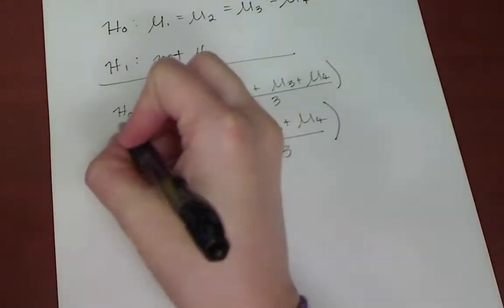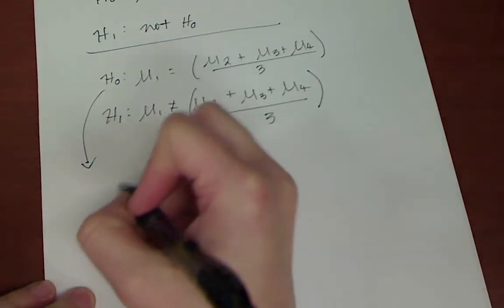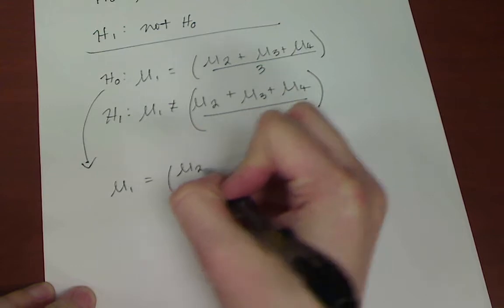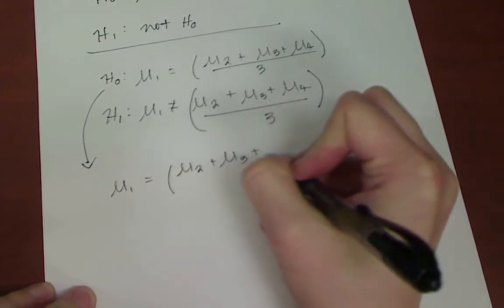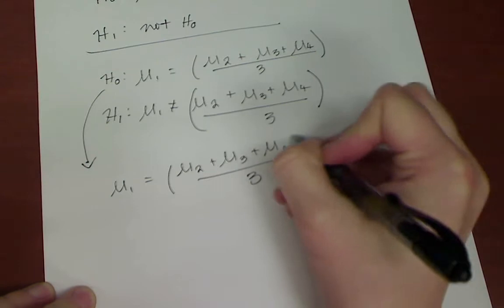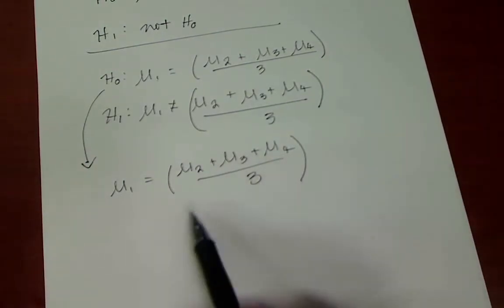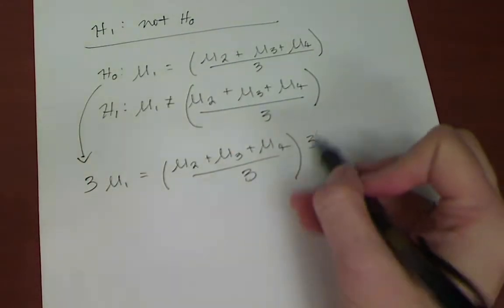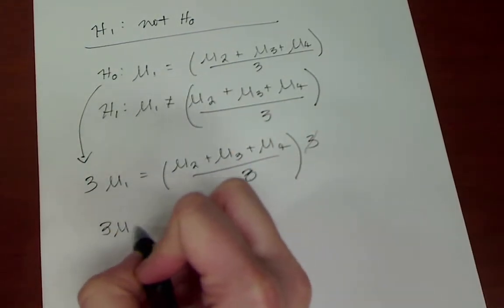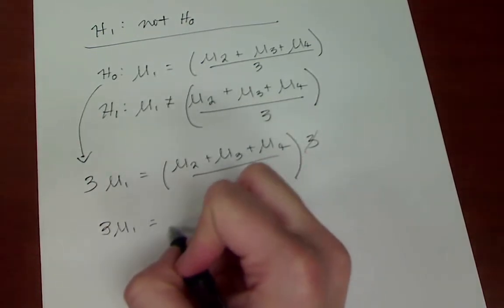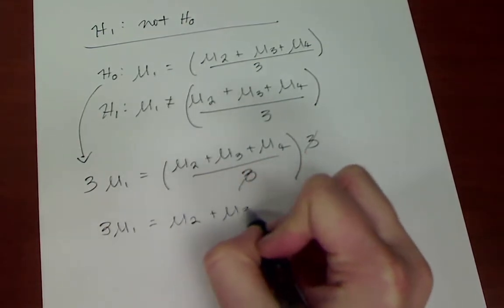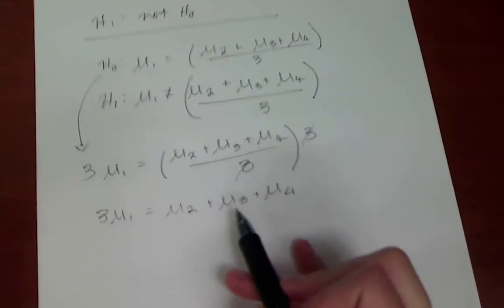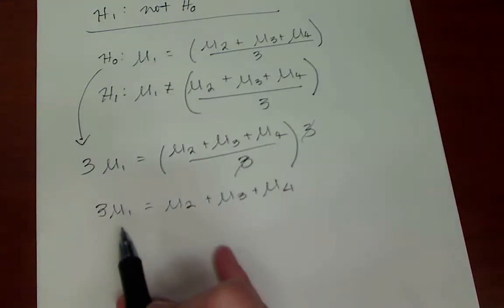Okay, so we'll just rewrite this down here. So mu1 is equal to the average of the others. Okay, cool. So how do we solve for this? Let's multiply by 3 over here and 3 over here. That means this crosses out, and we end up with 3 mu1 equals mu2 plus mu3 plus mu4. We want them all on the same side and equal to 0, so to do that, we'll just subtract all of these, and they'll end up on this side, right?